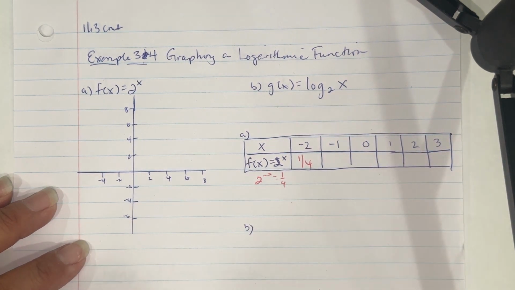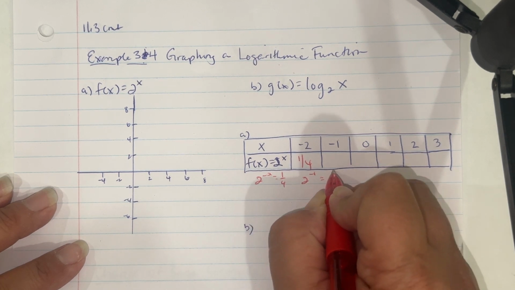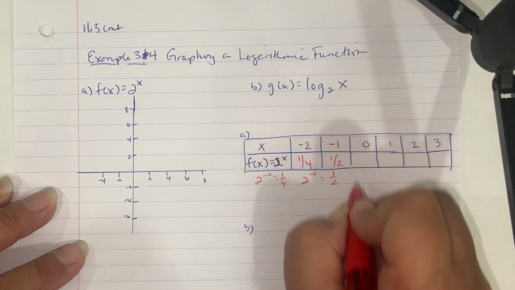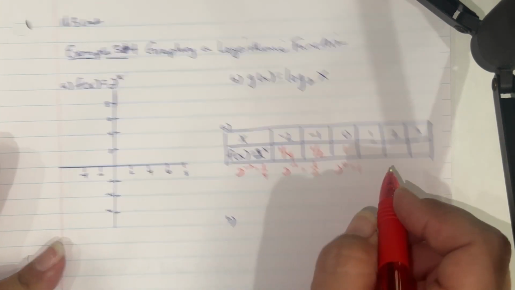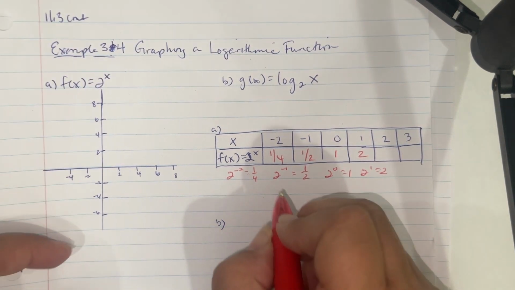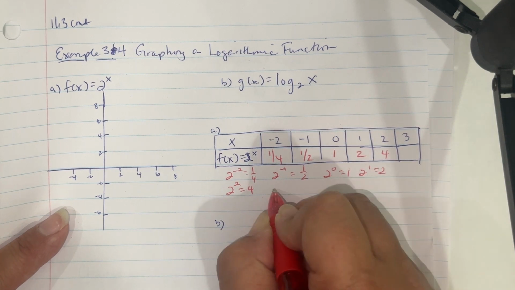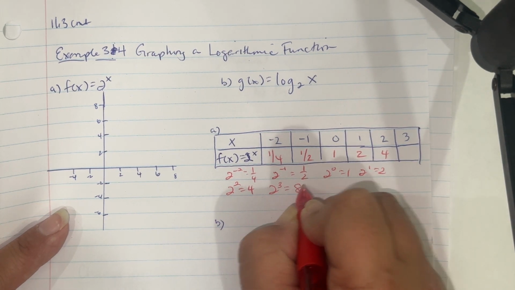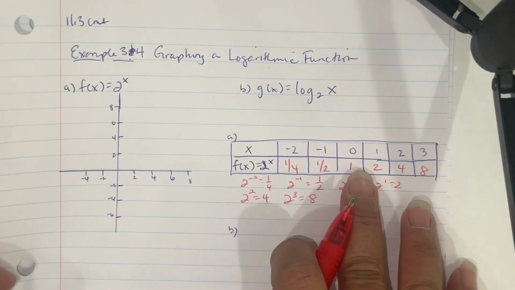So I have a point of 1/4. The next one's saying 2 to the negative first power. Well, that is 1/2. 2 to the 0 power, that's a 1. 2 to the first power, that's a 2. 2 to the second power, that's a 4. 2 to the third power is an 8. So we have our points, our ordered pairs, and then we're going to plot our points.